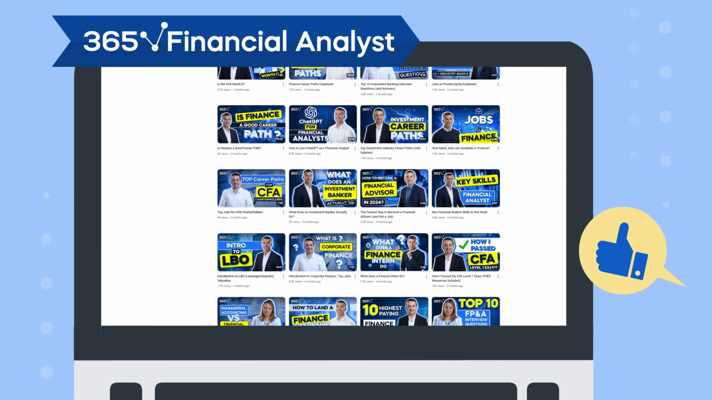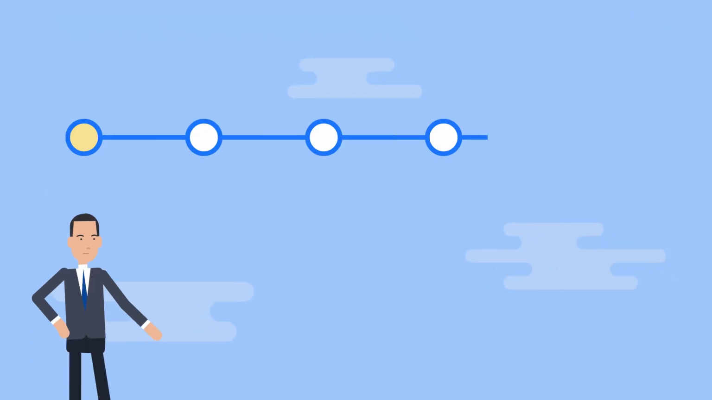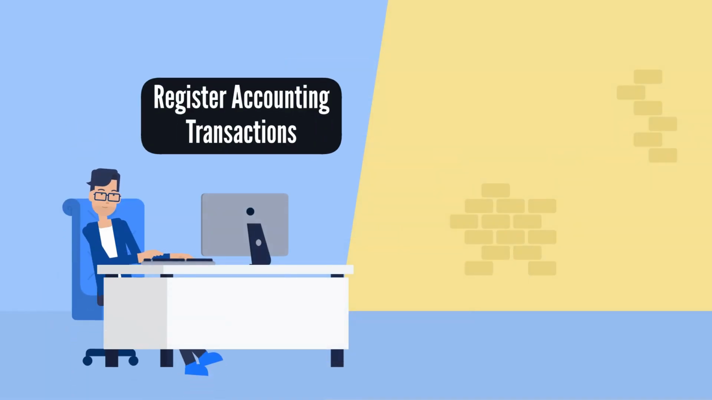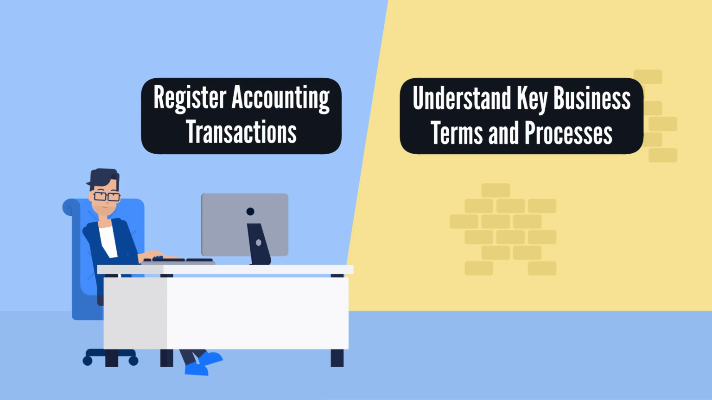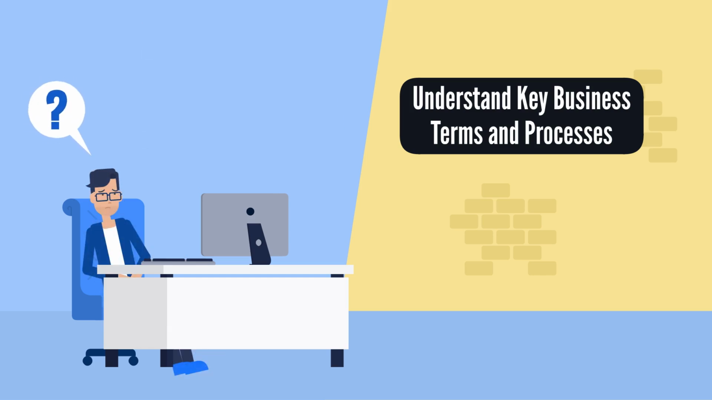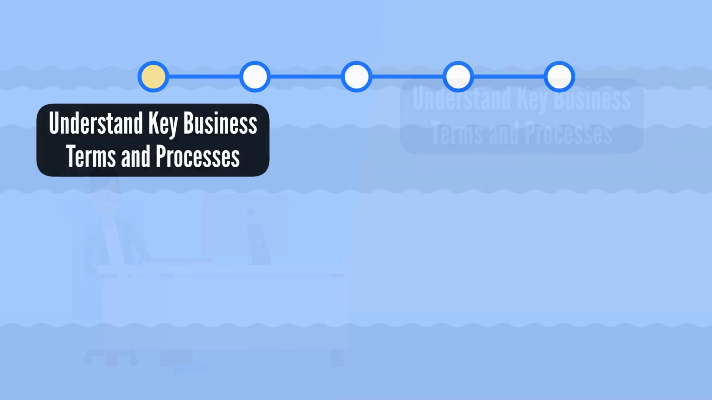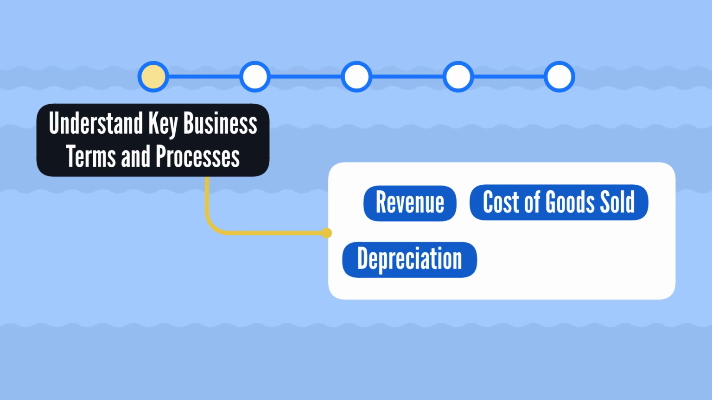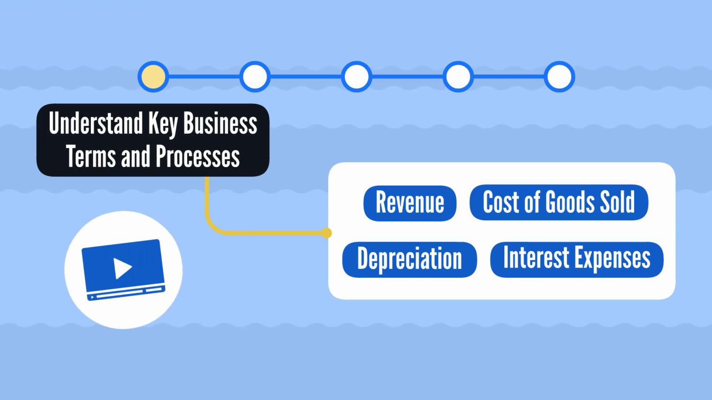Okay, great. As with most learning journeys, the first step is the most important. Attempting to learn how to register accounting transactions and understand business terms and processes simultaneously can easily lead to confusion. I think starting by understanding key terms and the nature of business transactions is preferable. This would allow you to get used to terms like revenue, cost of goods sold, depreciation, interest expenses, and more. A few brief lessons will enhance your understanding and prepare you for the next step.